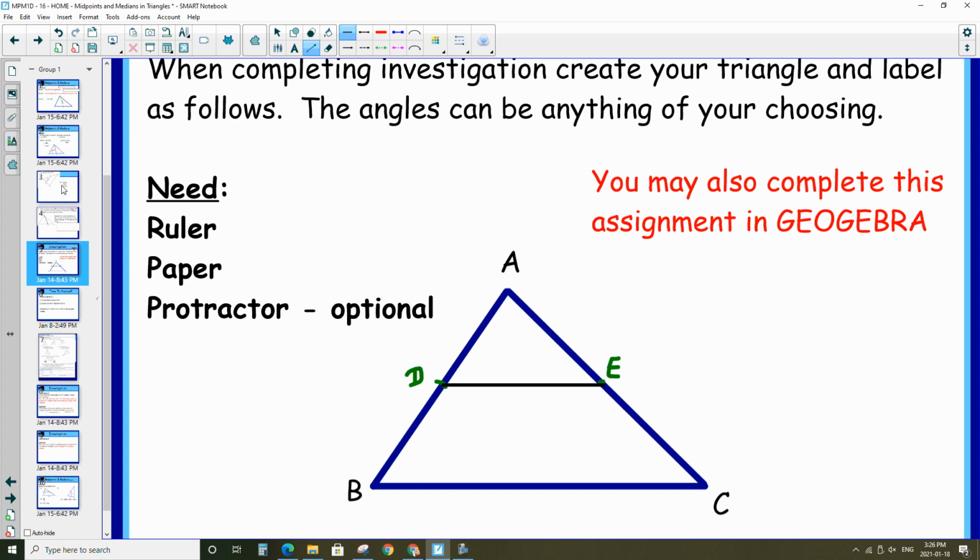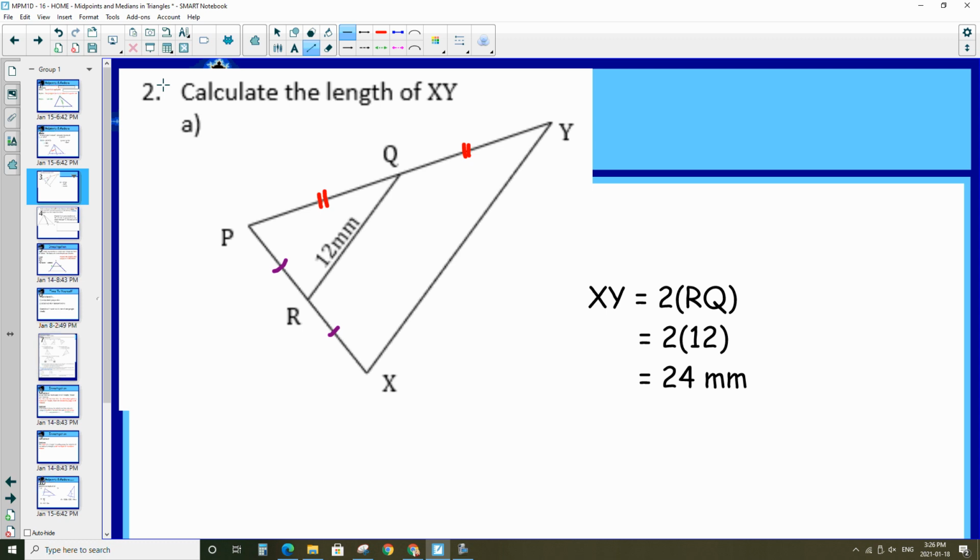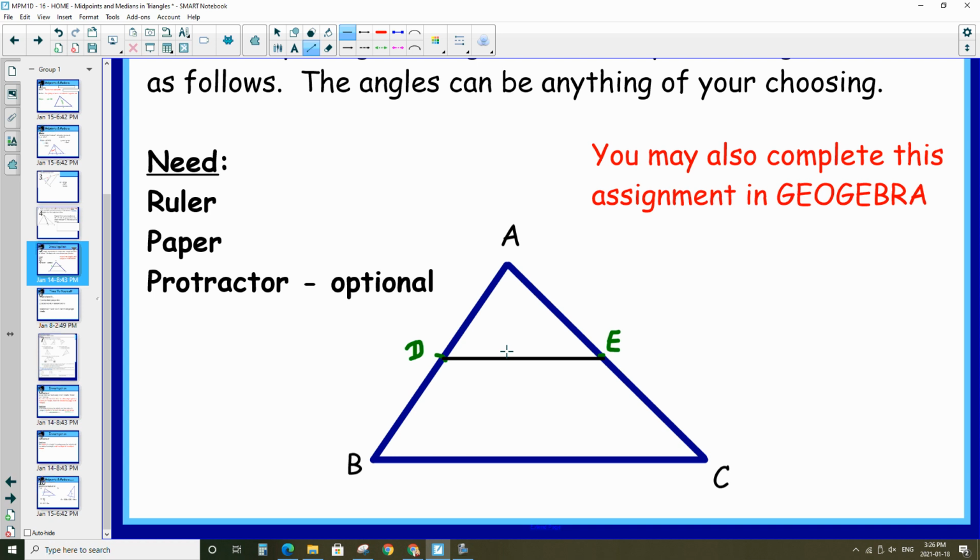If you were paying attention to question 2, I said the two lines that are drawn from the midpoints there on either side should be related, where this line here is going to be half the length of this one. So if you measure in your triangle, if you measure D to E and you measure B to C, your B to C line should be twice as long as D to E. It doesn't matter what kind of triangle you draw. It doesn't have to be like mine. You can draw a different triangle. All right, so I think that's probably enough help for now.